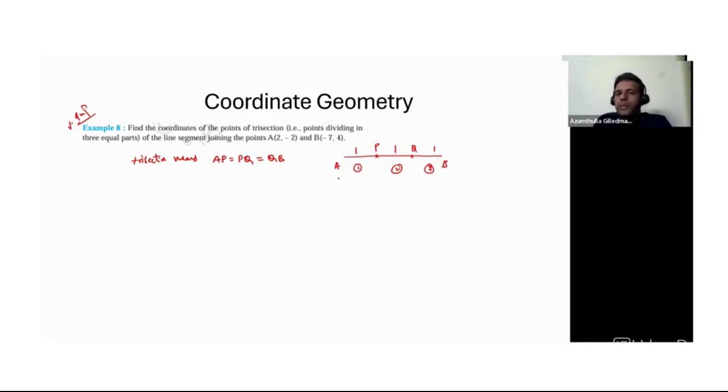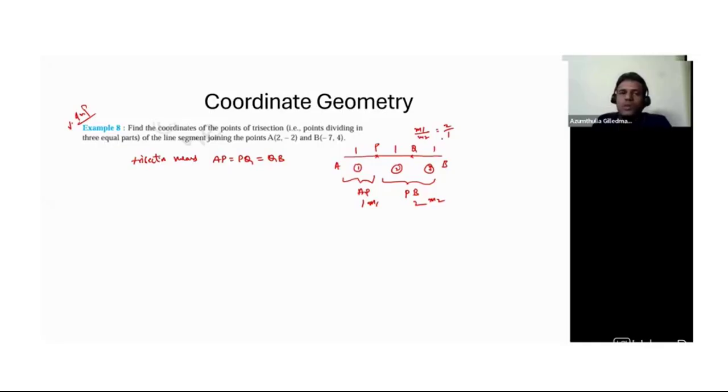If I want to find point P, can I say AP and this PB divide in the ratio 1:2? Can I say that? Because this is 1 part and this is the remaining 2 parts. So if I want to find the point P, our M1 and M2 should be 1:2. If I want to find point Q, then our M1 by M2 becomes 2 by 1. That means 2 is to 1 because AQ is 2 portions and this is 1 portion. So 2 is to 1.